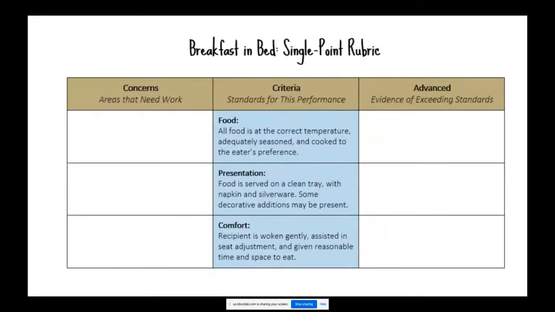This is one that came up in a lab last semester. It's one that I had never heard of before, actually. It's called a single point rubric, and Lauren, you are nodding your head. Because I brought that one up, because I had seen them. I haven't actually used them, but what I really liked about it is that the concerns and the advanced part gives you a space to give the commenting that Corey was talking about to really help a student understand why they landed where they landed.